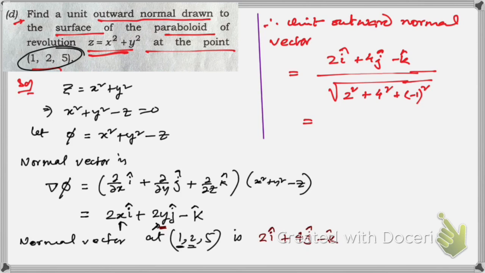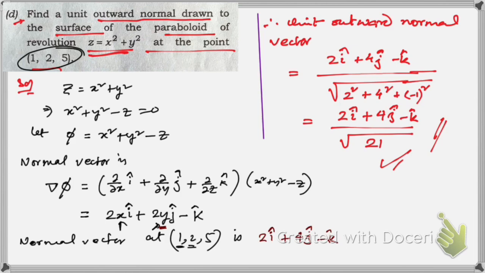Then if you evaluate it, what you will get is 2i cap plus 4j cap minus k cap, and under root, 2 square is 4, 4 square is 16, plus 4 is 20, then minus 1 square is plus 1, so 20 plus 1 is 21, root 21. That's what we're going to get. So this is our normal unit vector, right? So hope you have understood this. Now let's move on to the next question.